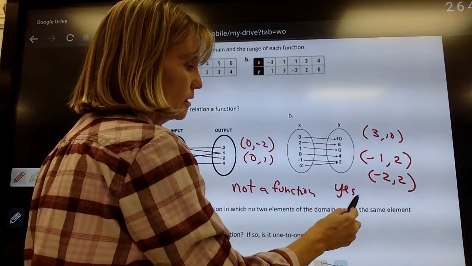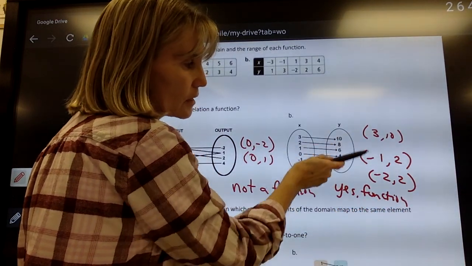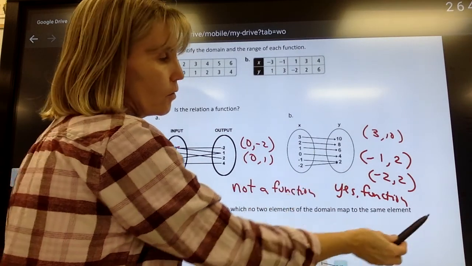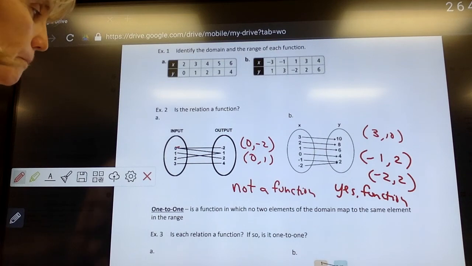Yes, function. And the reason it's a function is because the x values aren't repeating. Now the y values repeated, but the x's didn't. And so when the x's don't repeat, it is a function.